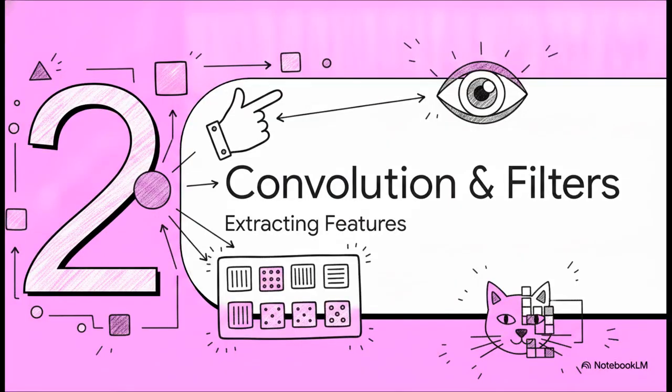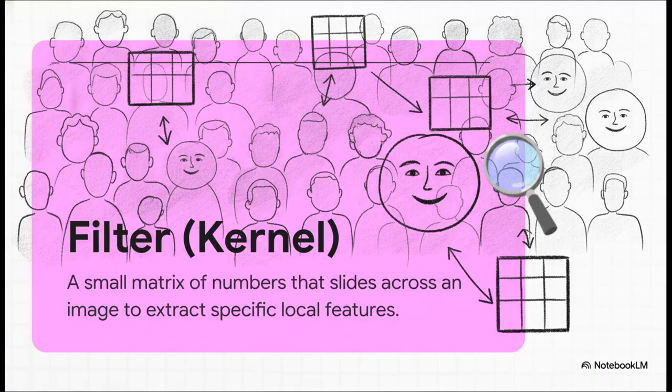Which brings us to part 2, convolution, filters, and features. To solve this catastrophic flattening problem, engineers had to get creative. Here's the real game changer. A CNN doesn't actually try to memorize every single pixel. Instead, it uses tiny sliding filters to hunt for specific patterns.